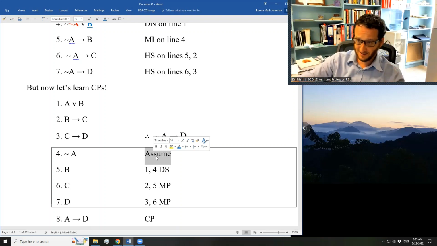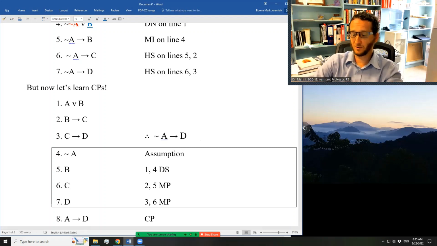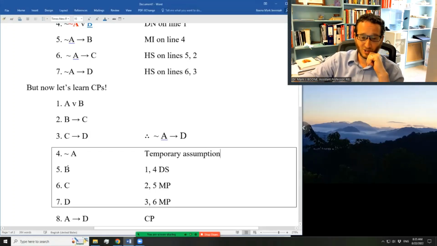You have to identify it as an assumption, not only by having this line labeled assume, or a slightly different proofing system would say assumption, or if you want, you could call it a temporary assumption, or whatever you like. It doesn't matter much, unless your teacher's a real stickler for one particular way of phrasing it. But also, it's good to indicate where the assumption begins and where it ends.